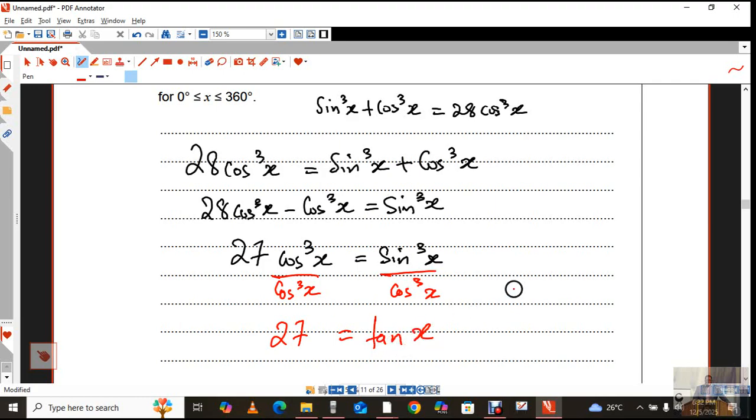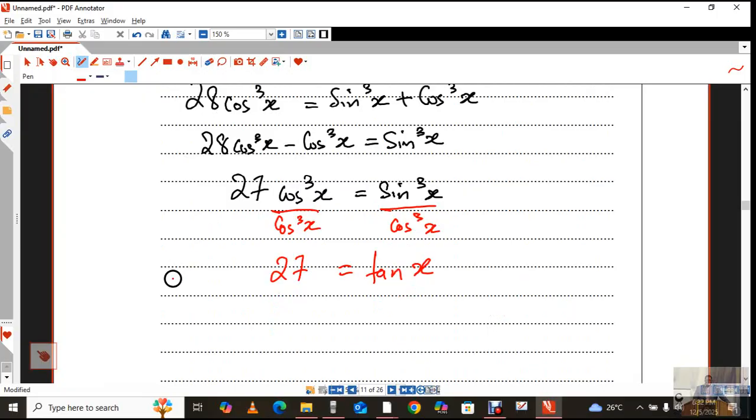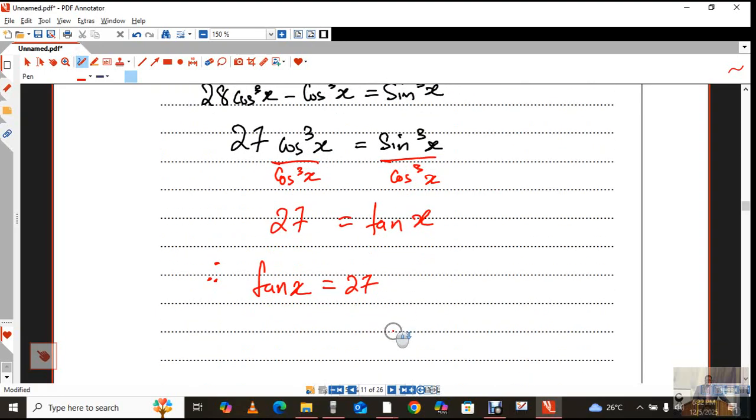Now I can actually find it. It's much easier to work. So therefore, tan x is equal to 27. Angle x is going to be the inverse of, is it? The inverse of 20. Good. Let's just not make a mistake there. That is still tan cube x. Right. Still tan cube x.